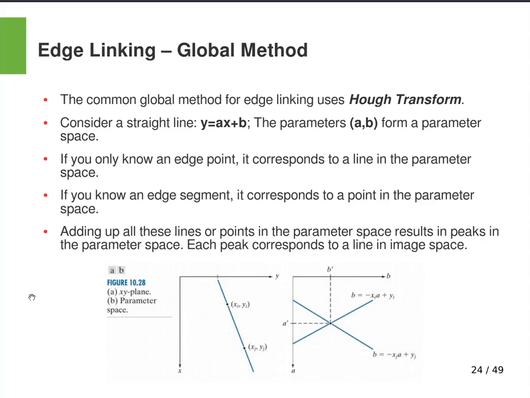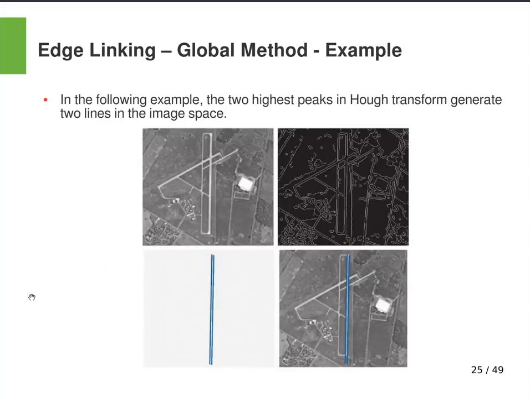Of course, the procedure is a little bit more involved than what I described here, and there are different variations of the Hough transform that are designed for detecting specific shapes in images. So you can refer to the original book or some other materials on the Hough transform.